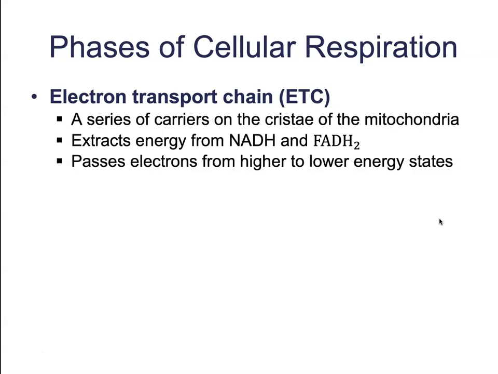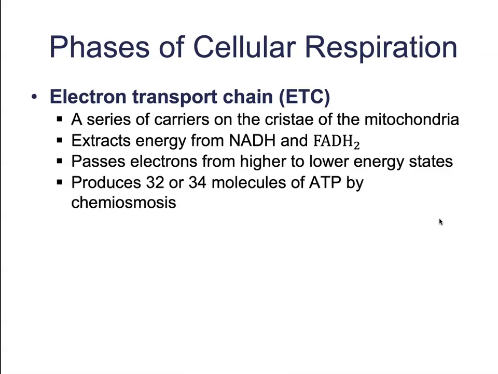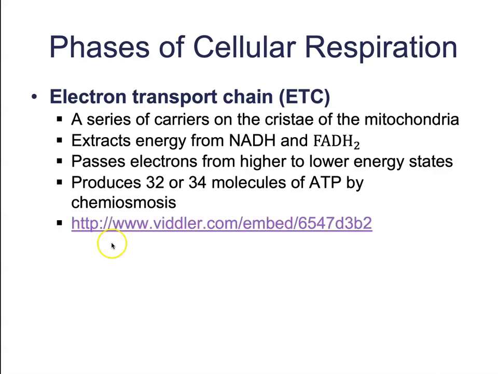As we do this, we're going to be passing electrons from higher to lower energy states. When we do this, we're going to create a very high concentration gradient of proton ions inside of the matrix. As those hydrogen ions flow out into the rest of the mitochondria, we're going to pass through an ATP synthase pump, which is going to produce ATP as hydrogen ions pass through. This step produces 32 or 34 molecules of ATP by chemiosmosis. This is our hugely efficient step in producing ATP.